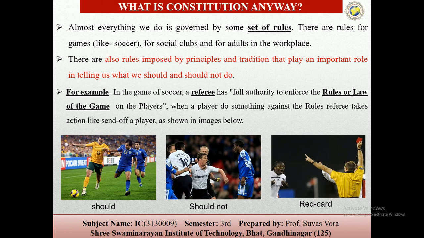If I compare, the referee is the government and they have the rules. So full authority to ensure that the rules and laws of the game are followed by the players. When a player does something against the rules, the referee takes action, like sending off the player. So अगर उसको वार्निंग दी जाती है तो येलो कार्ड होता है और अगर उसको टर्मिनेट करना है तो रेड कार्ड होता है. So these are one of the examples which show that the constitution is everywhere.